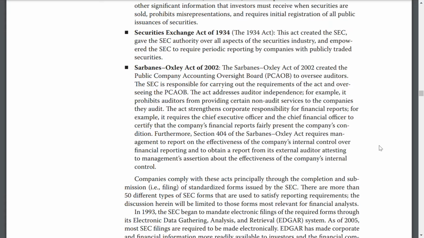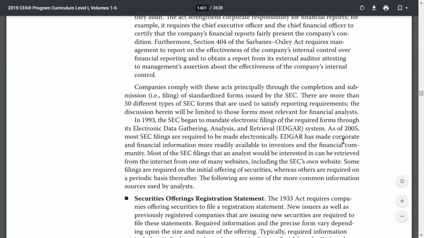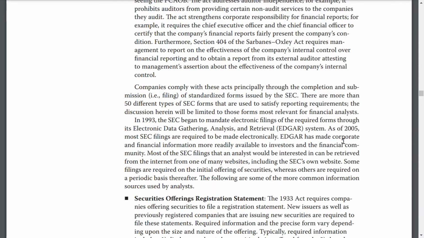Companies comply with these acts principally through the completion and submission of standardized forms issued by the SEC. There are more than 50 different types of SEC forms that are used to satisfy reporting requirements. This discussion will be limited to those forms most relevant to financial analysis. In 1993, the SEC began mandating electronic filing through the Electronic Data Gathering, Analysis, and Retrieval system. As of 2005, SEC filings are required to be made electronically. EDGAR has made corporate and financial information more readily available to investors and the financial community.